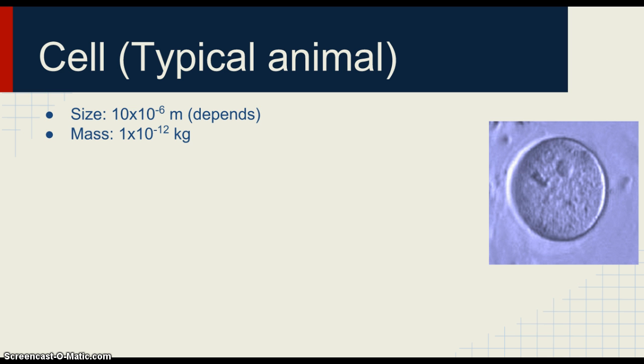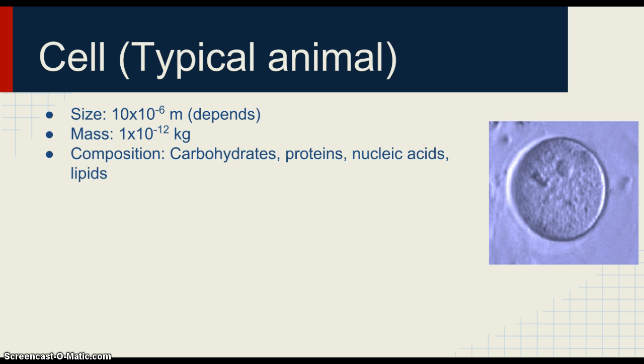The mass of your typical cell is going to run about 1 times 10 to the negative 12 kilograms. Very, very light. What's it made of? Carbohydrates, like sugars. Proteins, these are things that do things in a cell, they're cellular machinery. Nucleic acids, like DNA and RNA, this stores information. And lipids, these are fats. They can store energy or they can be used as parts of the cell membrane and stuff. You'll remember these from biology.